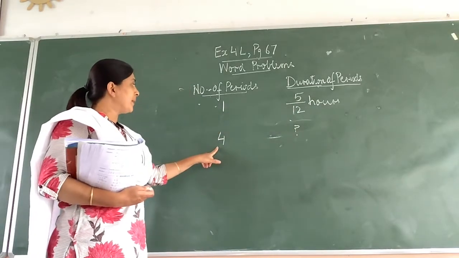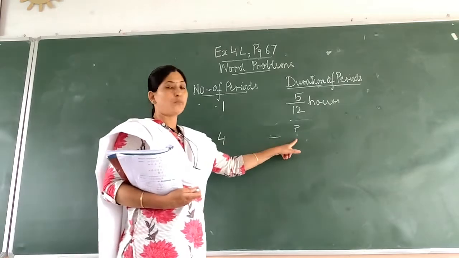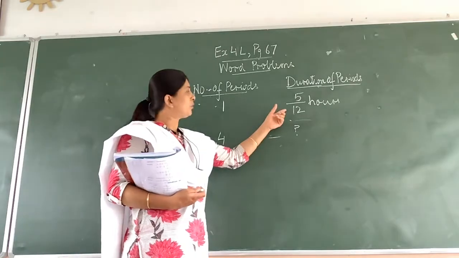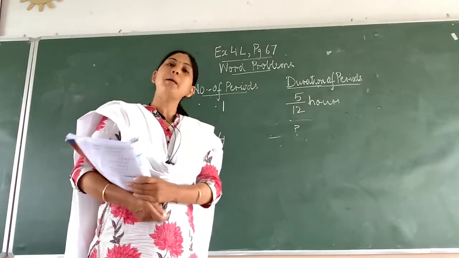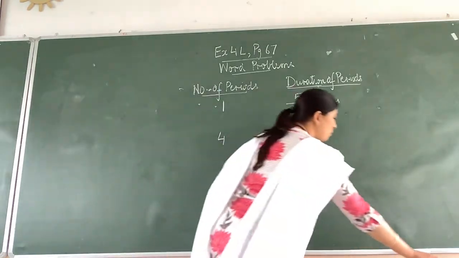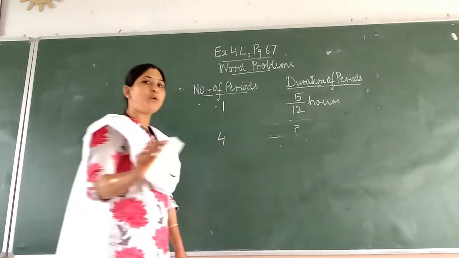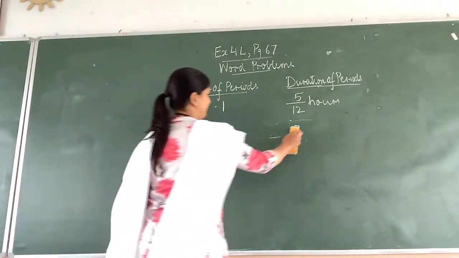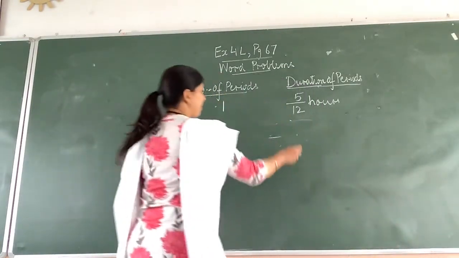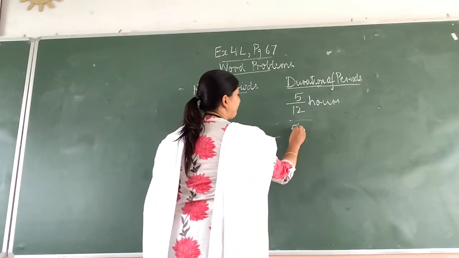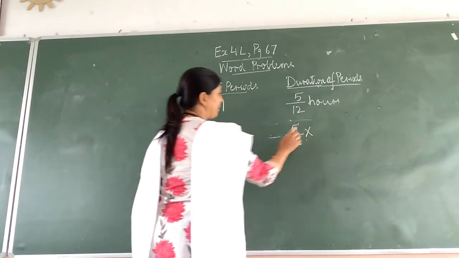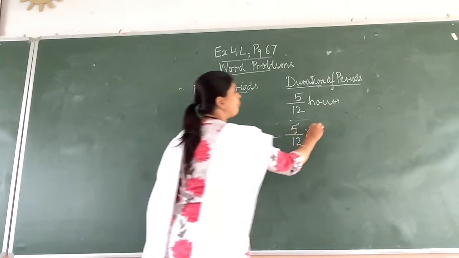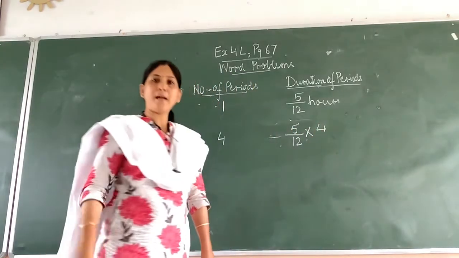Now once again see, one period is 5/12 hours long. So the duration of 4 periods will obviously be more than the duration of one period. So for more, what do we do? We multiply. So now we know what has to be done. We will rub our question mark and write 5/12 and we will multiply it by 4.